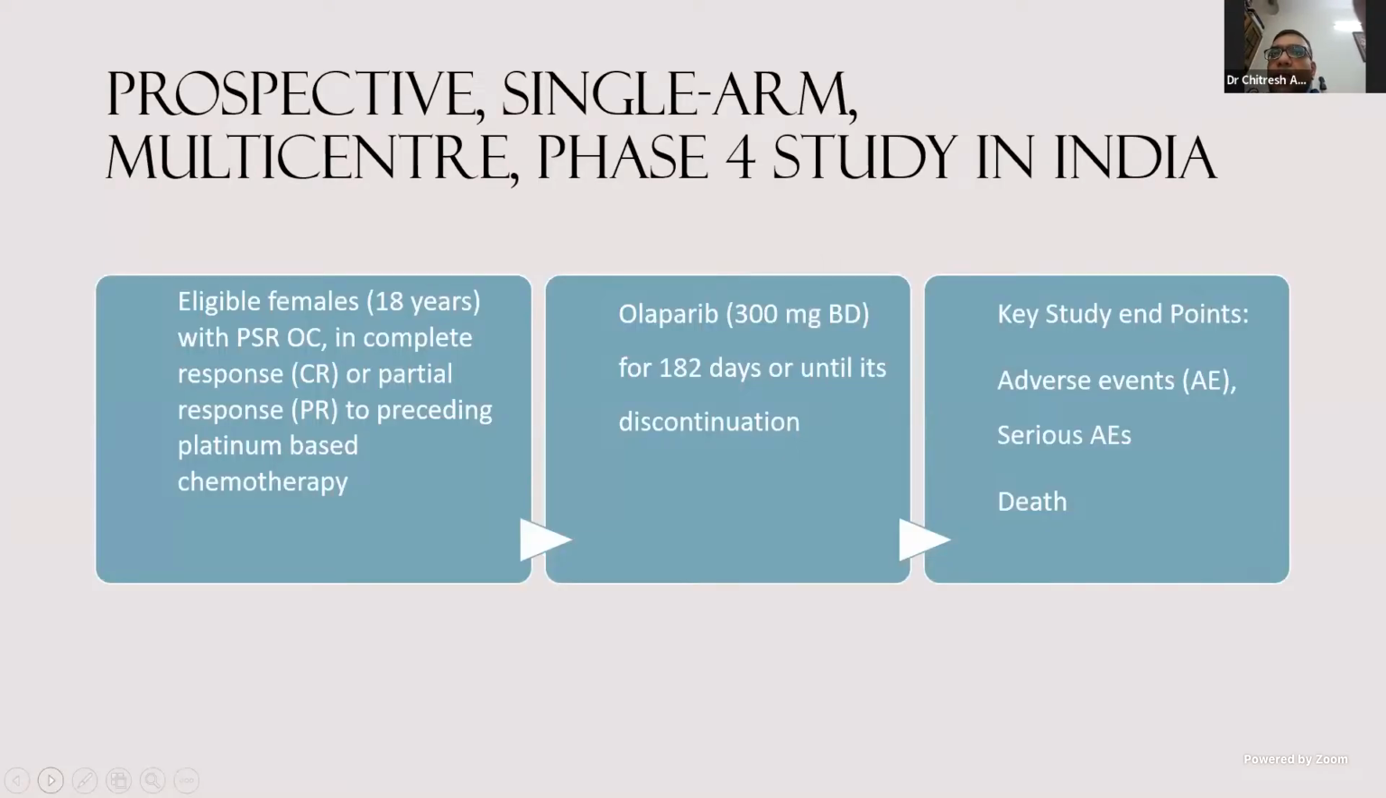Next slide. So this is a prospective single-arm multi-center phase 4 study where eligible patients with platinum-sensitive relapsed ovarian cancer in complete response or partial response to preceding platinum-based chemotherapy regimens were given olaparib 300 milligrams BD for 182 days or until its discontinuation. And the key endpoint of this study was adverse events, serious adverse events, and the number of deaths.